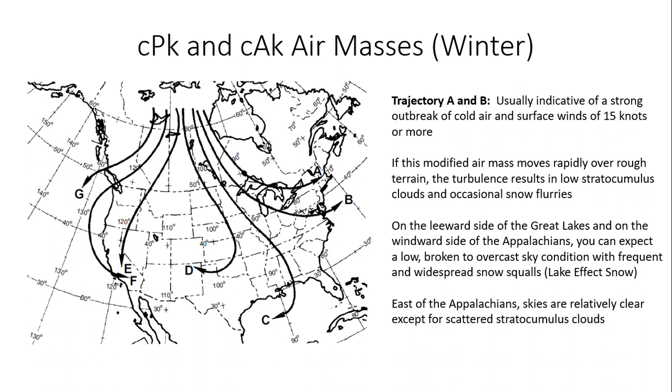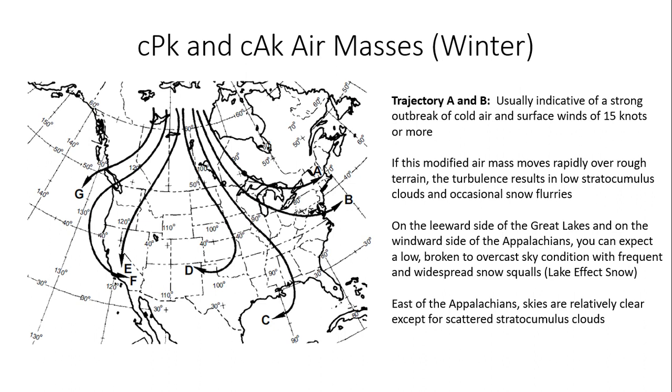So you see there's many different trajectories when this air mass comes out of the source region. These trajectories, we're going to break down the weather associated with each. So we have a trajectory A, B, C, D, E, F, and G with these particular air masses in wintertime. Trajectory A and B are usually indicative of a strong outbreak of cold air. You see how it goes into New England and the mid-Atlantic states right from the north, right from Canada. Usually you get stronger surface winds of 15 knots or more.